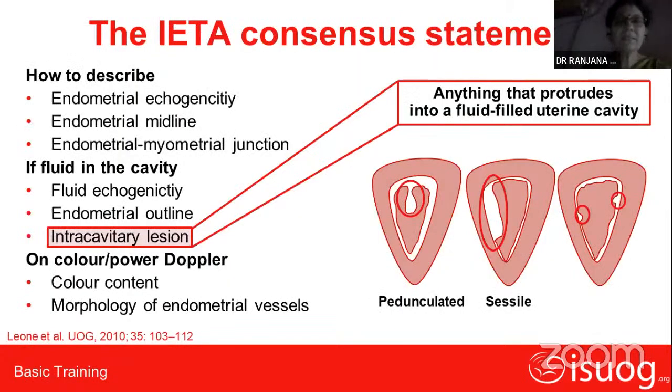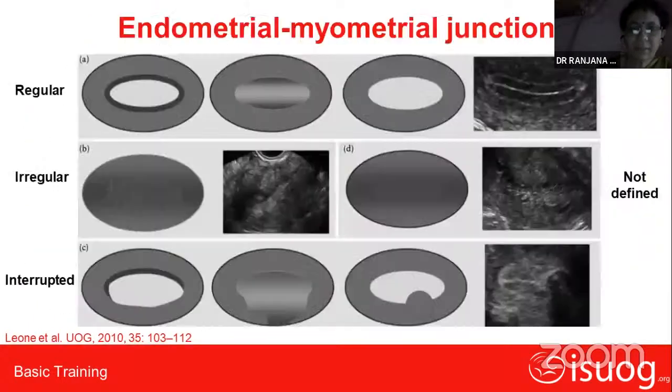The IETA consensus statement describes the endometrium first as to how to know the thickness, then endometrial echogenicity, as I told, hypoechoic, isoechoic and hyperechoic, then endometrial midline. Again, I will show you. See in this figure, the uppermost figure, we are seeing a single lining of hyperechoic or echogenic area, that is the mucosa. If there is any polyp or endometrial cancer, this line is interrupted. So this is the midline.